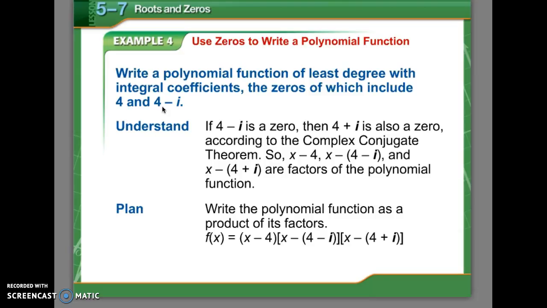So that means that we're going to have 3 total zeros, and we can write our factors in the form of x minus the 0. So we're going to write out x minus 4 times x minus 4 minus i times x minus 4 plus i, and then we're going to have to multiply all that out and see what we end up as our final polynomial.